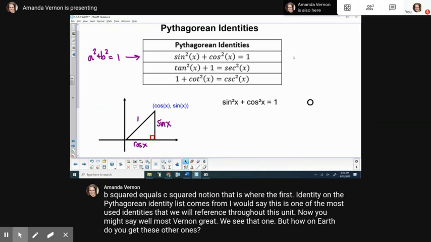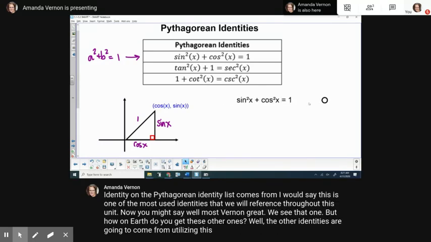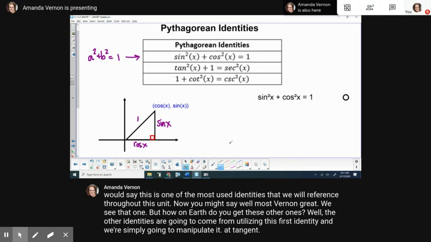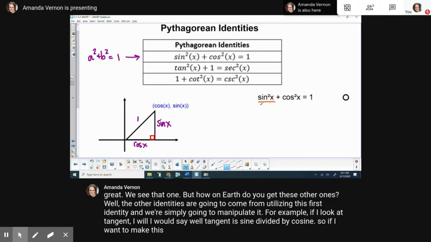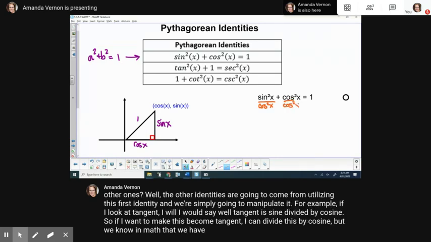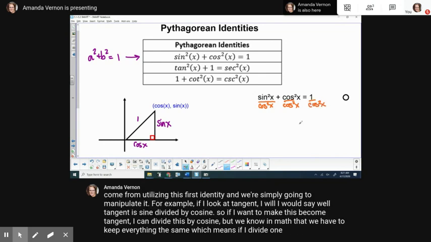Well, the other identities are going to come from utilizing this first identity, and we're simply going to manipulate it. For example, if I look at tangent, I would say, well, tangent is sine divided by cosine. So if I want to make this become tangent, I can divide this by cosine. But we know in math that we have to keep everything the same, which means if I divide one term by cosine, I need to divide all terms by cosine.